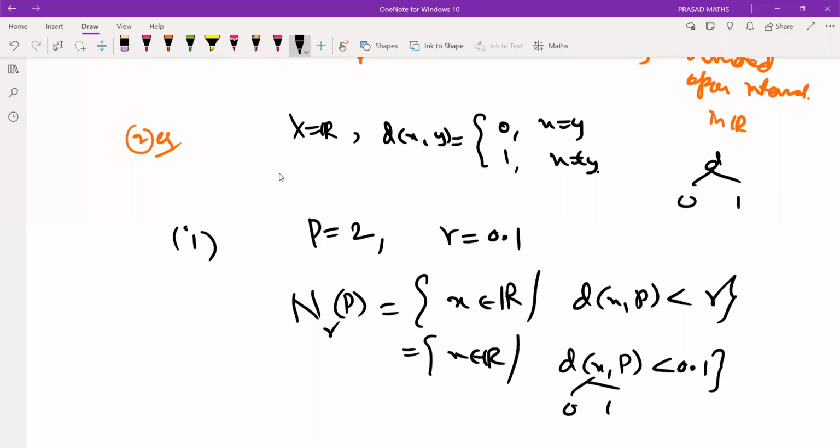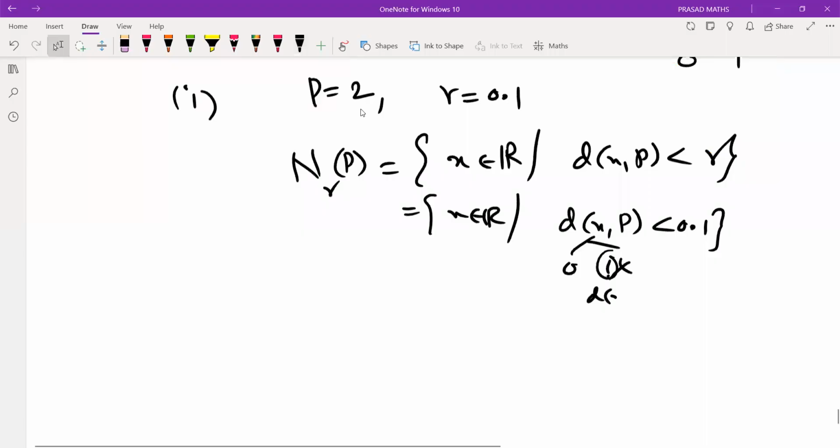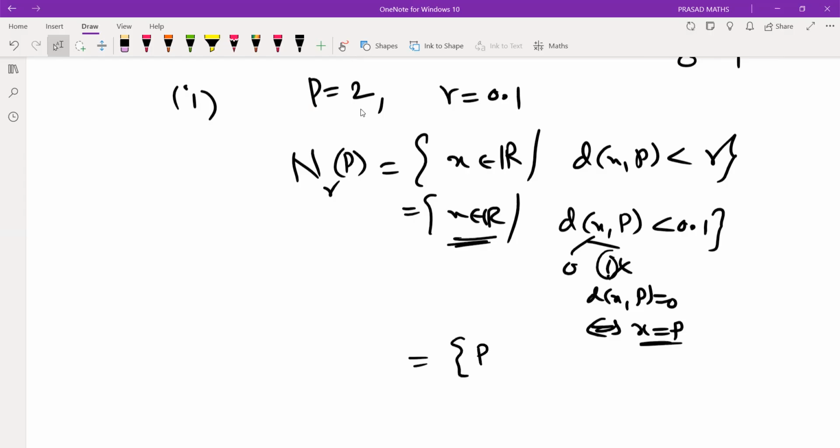So here 1 is not possible, because whenever the distance is 1, saying it is less than 0.1 is absolutely wrong. Yes or no? Therefore, the distance must be 0. Distance between x and P is 0 if and only if x equals P. Therefore, the only point which satisfies the inequality is the center P. That means the singleton set P. So the neighborhood of P with radius 0.1 is always just P.